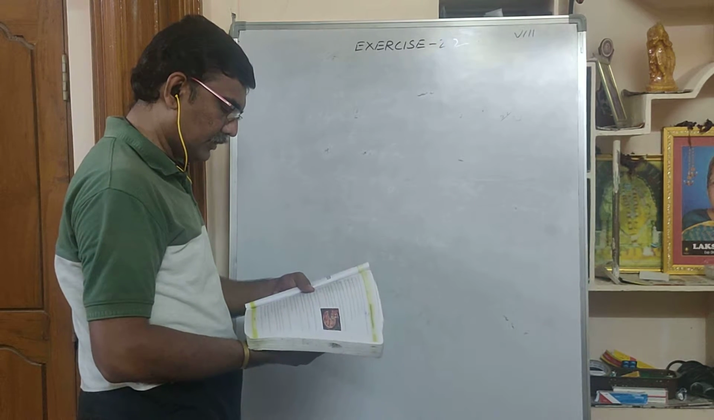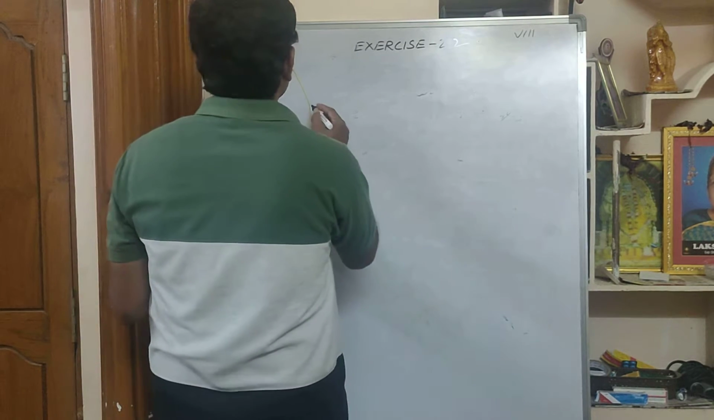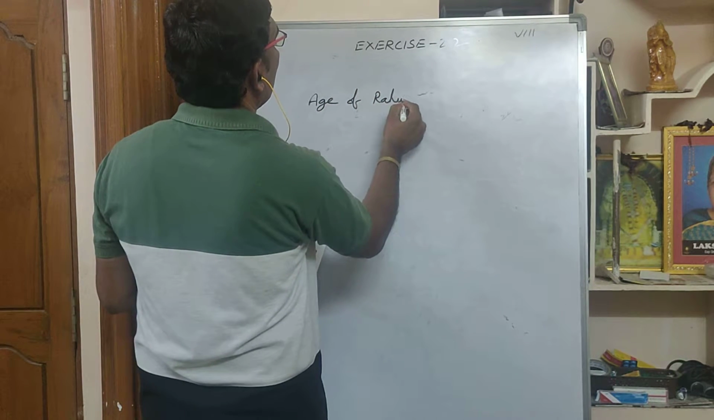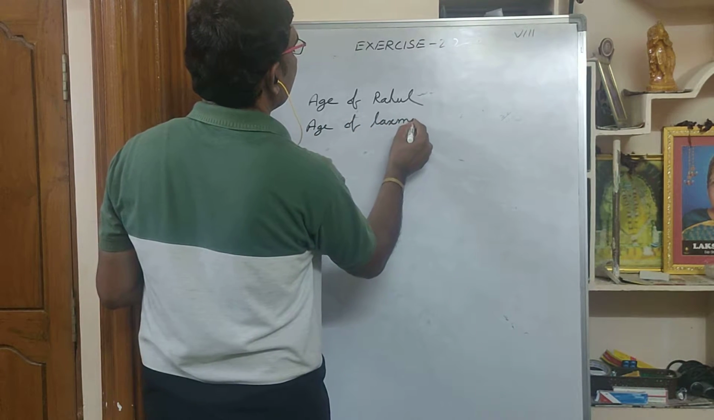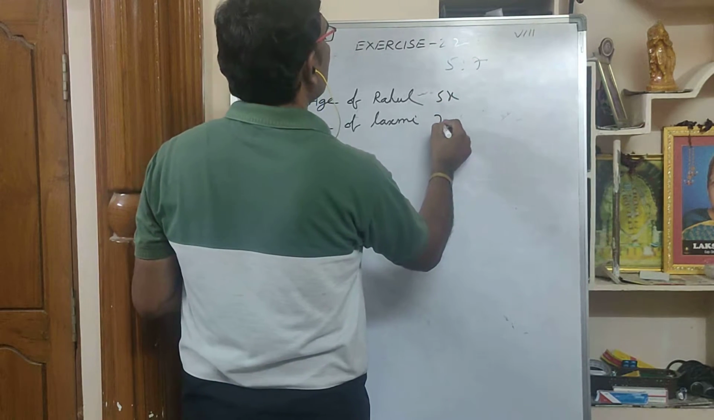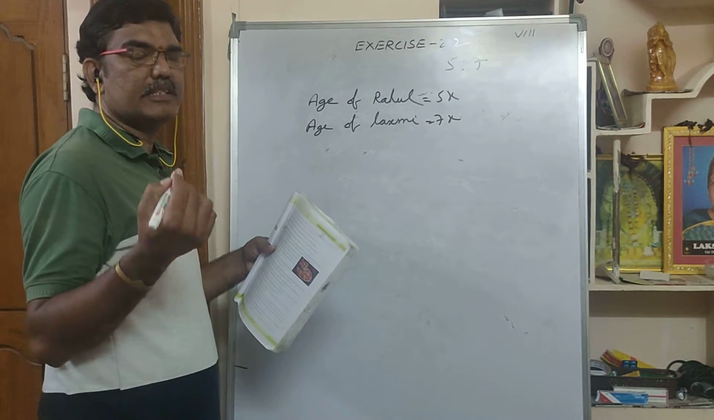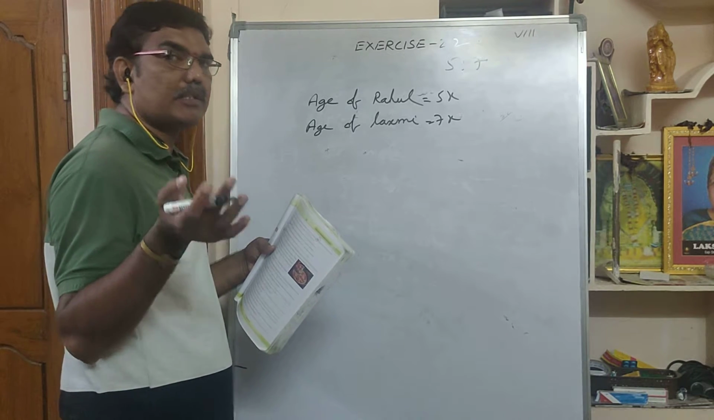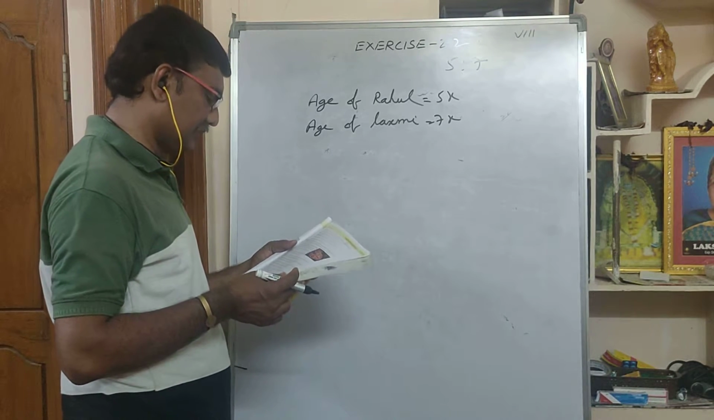It is the 12th question. The ages of Rahul and Lakshmi are in the ratio of 5:7. So the age of Rahul and the age of Lakshmi. If they are given in the ratio, if you want them separately, you should multiply with one constant, 5x and 7x. Like in 6th class, length and breadth in the ratio of 5:3, length is equal to 5x, breadth is equal to 3x. Like that, the age of Rahul is 5x years and the age of Lakshmi is 7x.